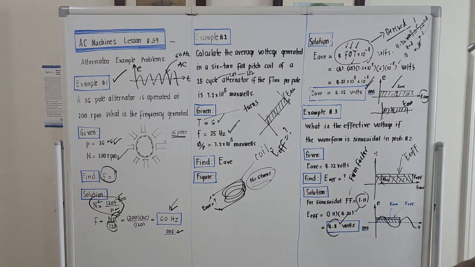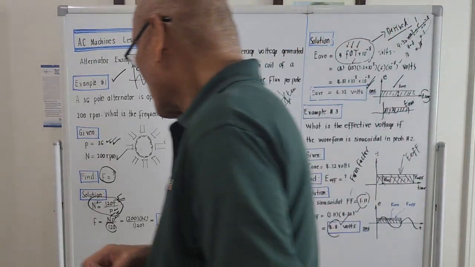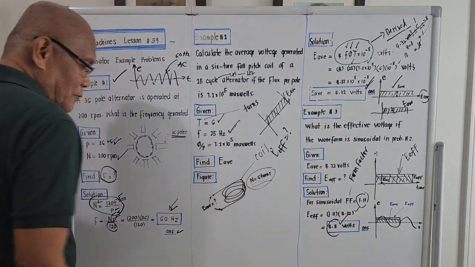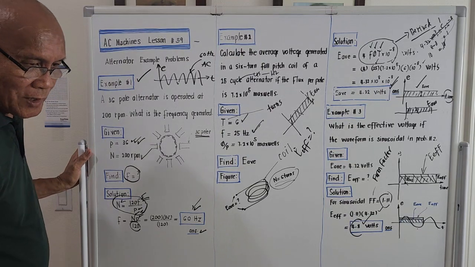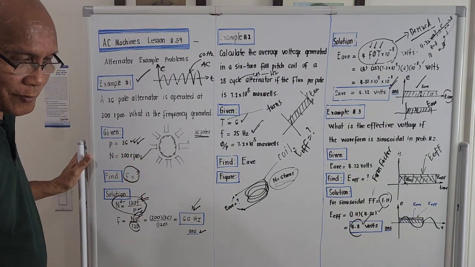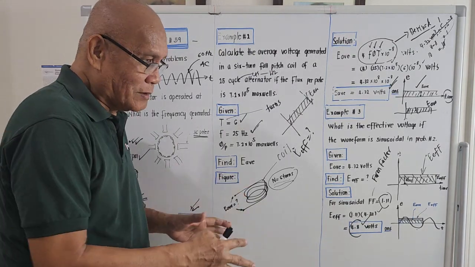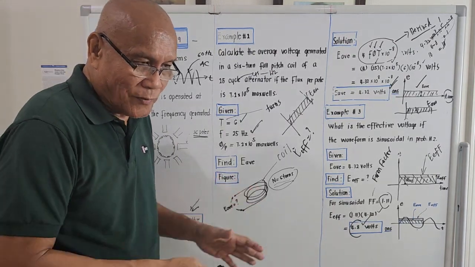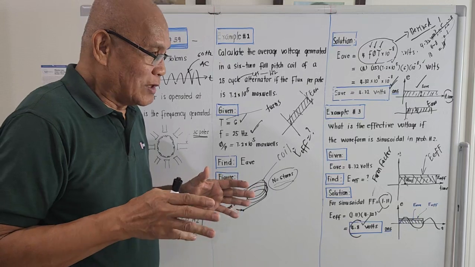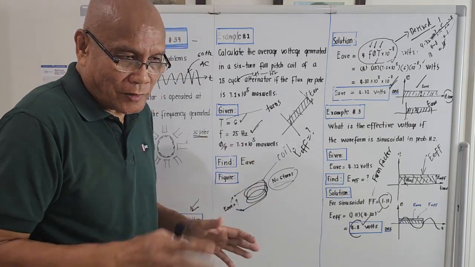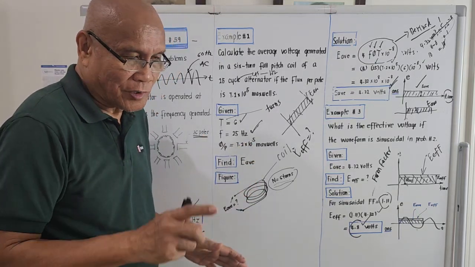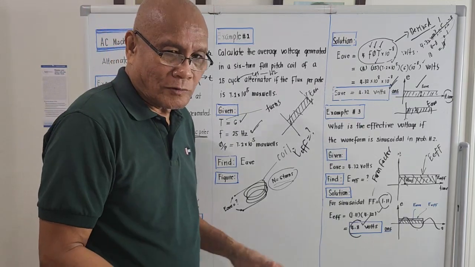Okay, that's it, guys. That's how we solve problems under alternators involving the formulas that were derived the last time around. Next topic, it will be a more complicated problem than this one. It will still involve formulas under alternators, but it involves a so-called distribution and pitch factor.